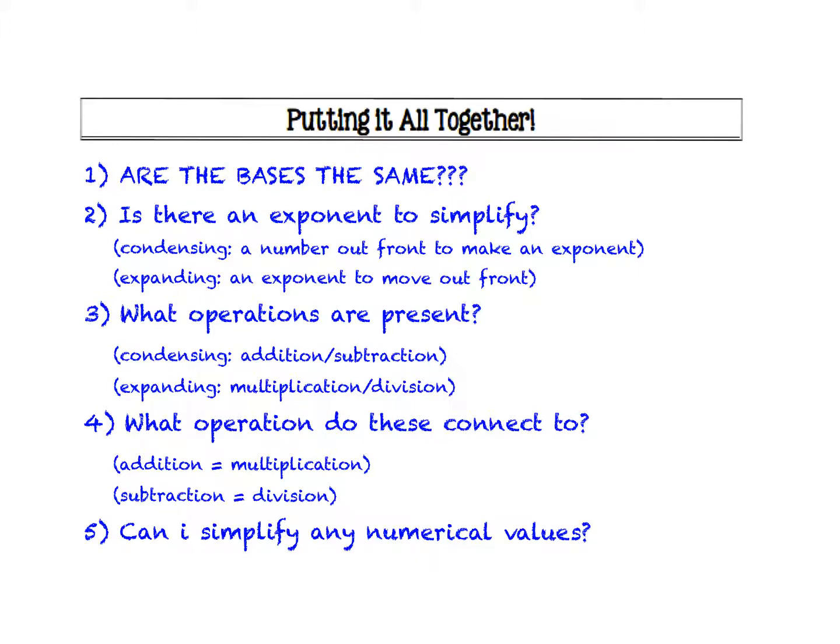Then what operations are present? So I'm looking for, is there addition, is there subtraction, is there multiplication, or is there division? Because then what operation do those connect to? If there's addition, I can turn it into multiplication or vice versa, and subtraction can be division or division can be subtraction. And then can I simplify any numerical values? So if I end up with 8 to the second, instead of leaving it as 8 to the second, I'm going to say 64. So let's go ahead and put these questions to use.